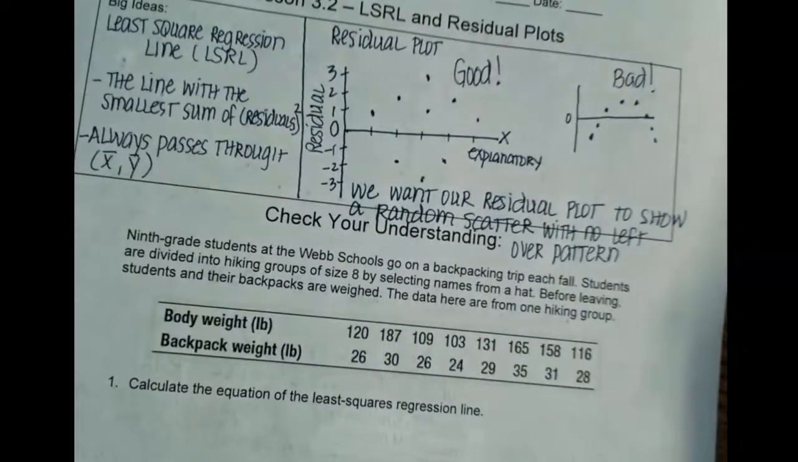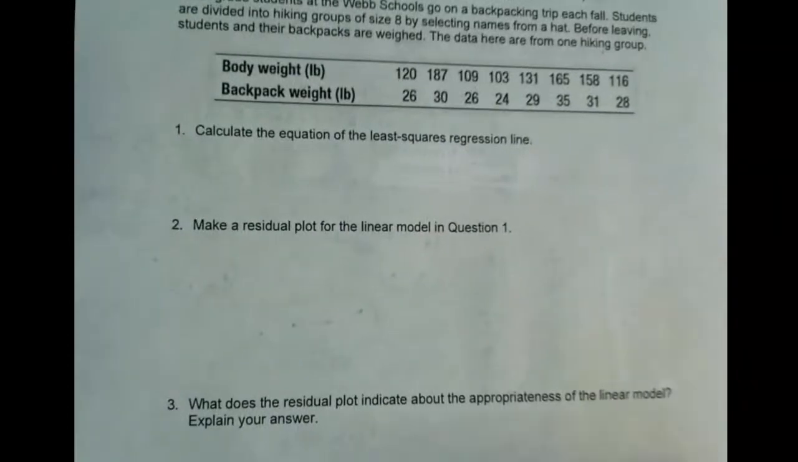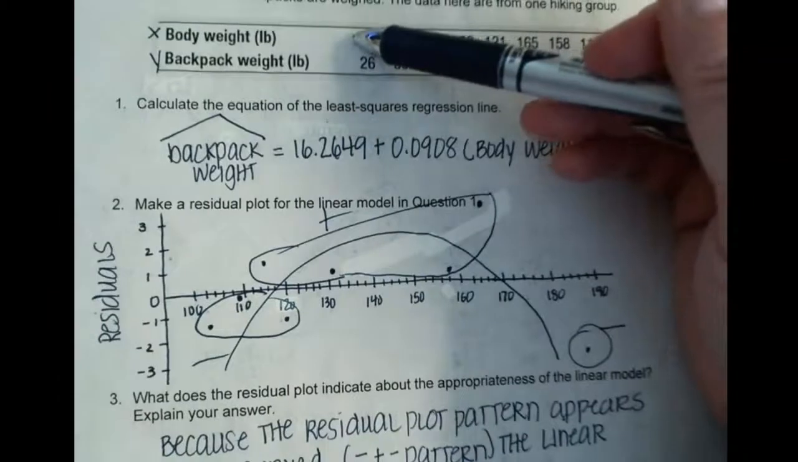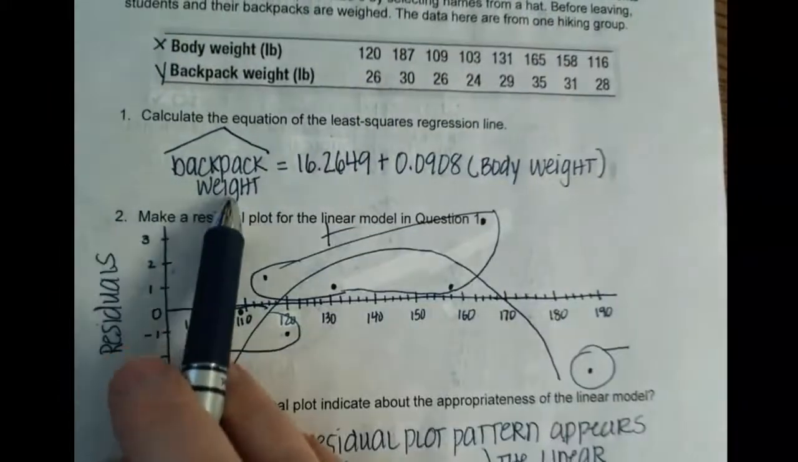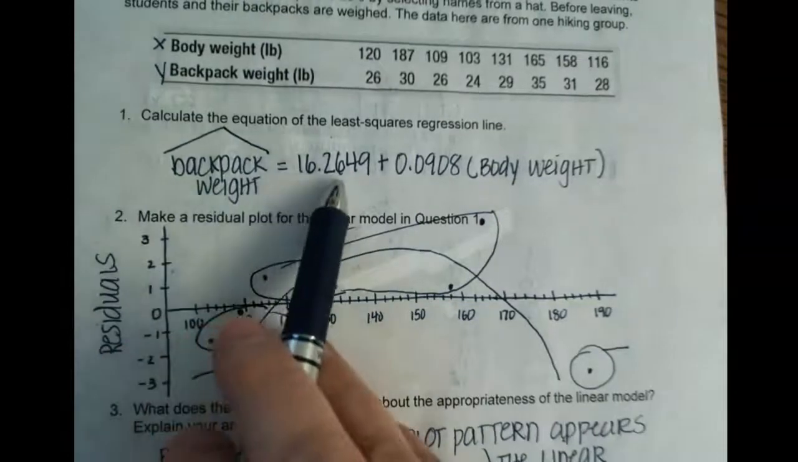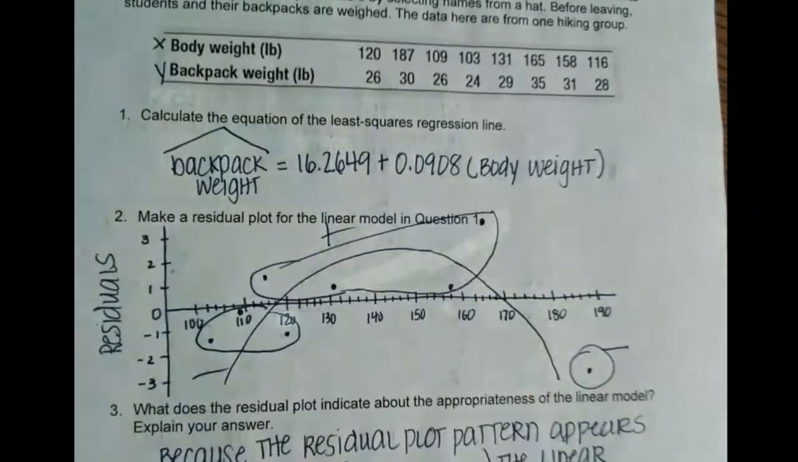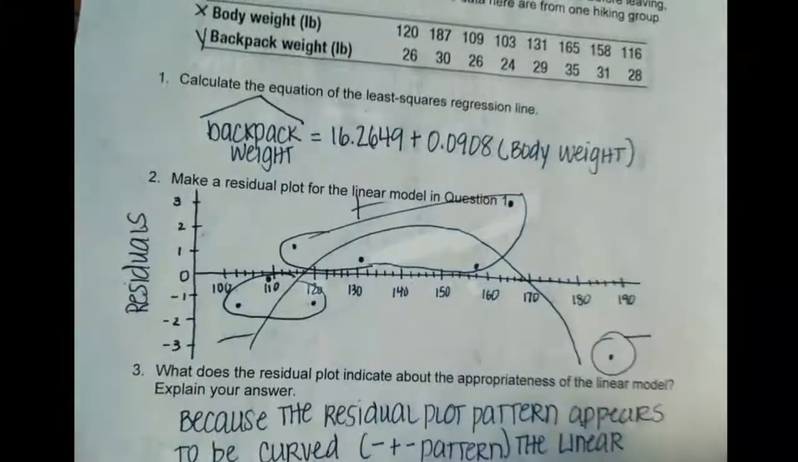Alright, so what I would like you to do is pause the video, try this on the Check Your Understanding all on your own, and then I'll show you the answers. Okay, let's see how you did. For my least square regression line, I inputted the body weight into list 1, your backpack weight into list 2, and I got predicted backpack weight is 16.2649 plus 0.098 times the body weight. Okay, so make sure you're putting it in context. It will help as we move along.